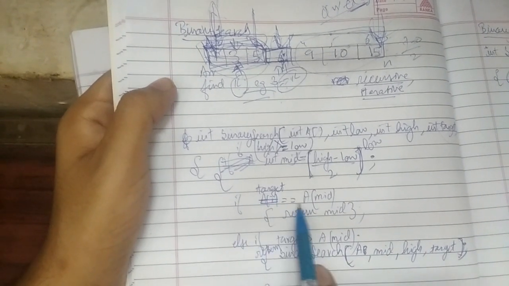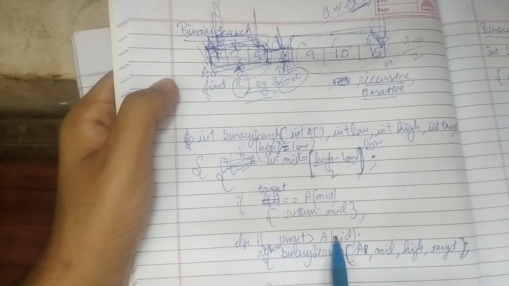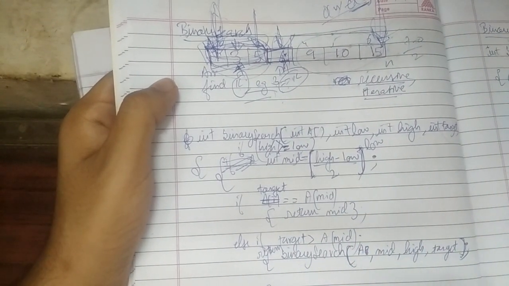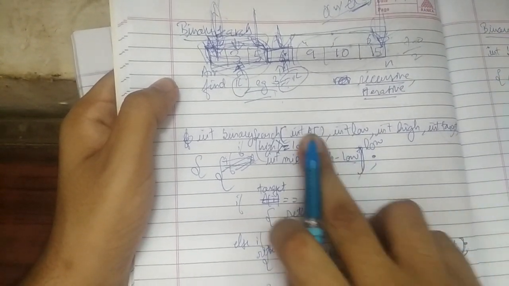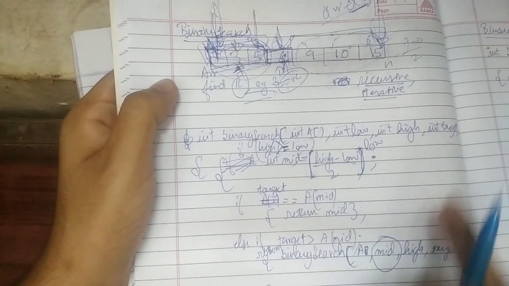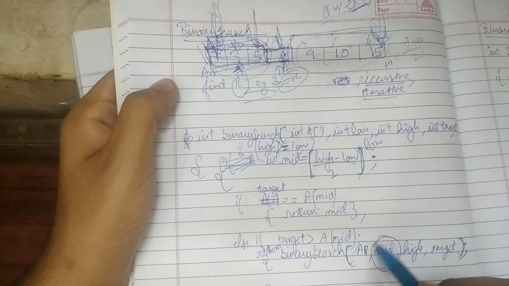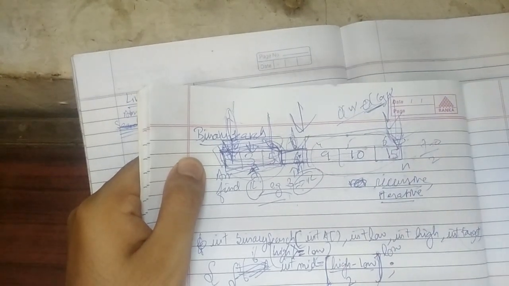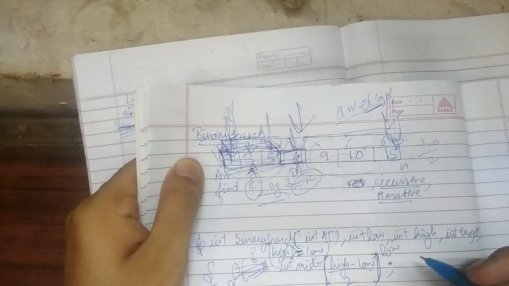Then we see if target is equal to mid, we shall return the mid. If target is greater than A mid, then we return binary search. We call this function again with a new low. Low has been changed to mid. So now the new low is this, and the new high will become this, and this will become the search space.